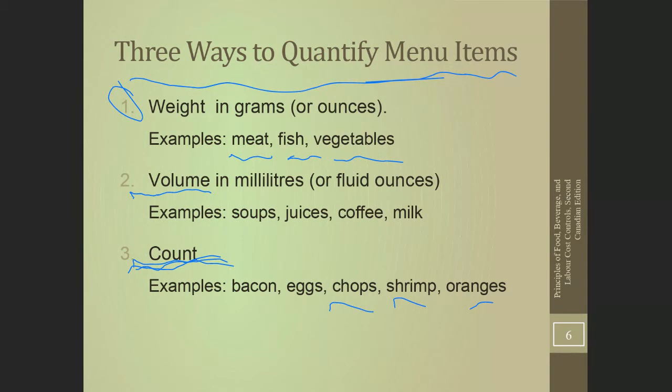So these are all the ways that we can quantify our products, so the amount of product in both our menu items, our dishes, and our portion sizes, okay? Does anybody have any questions about these three ways to measure our products?